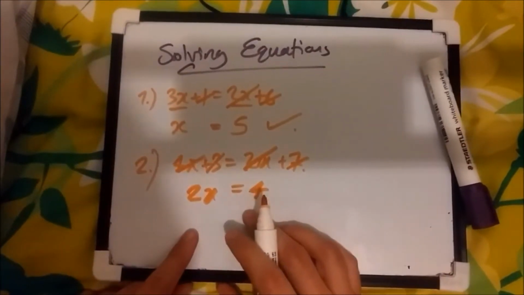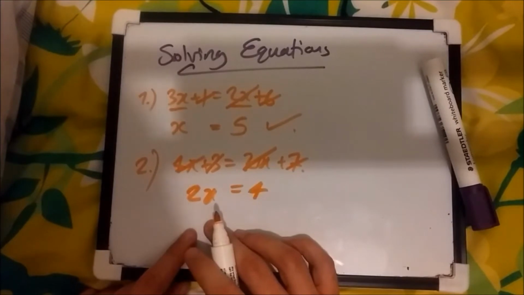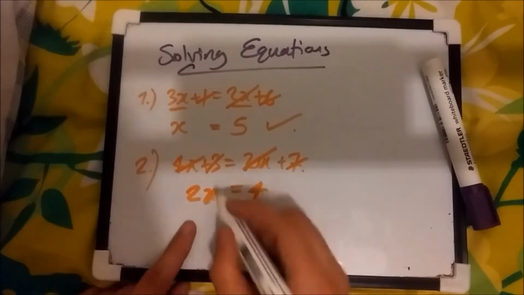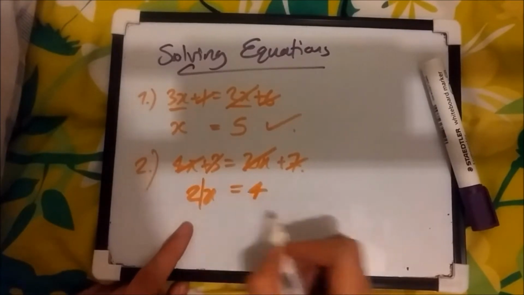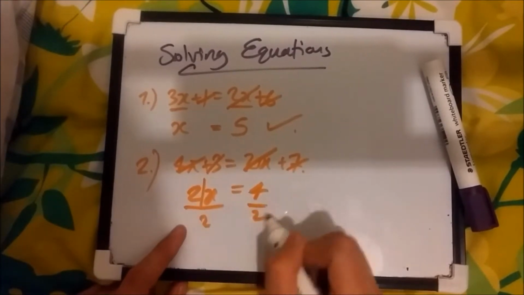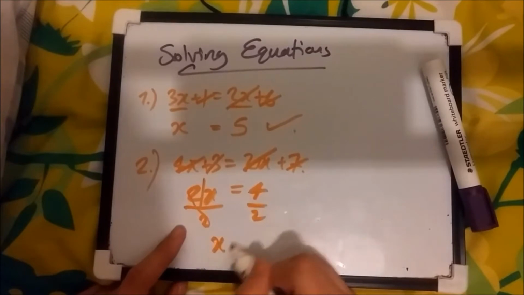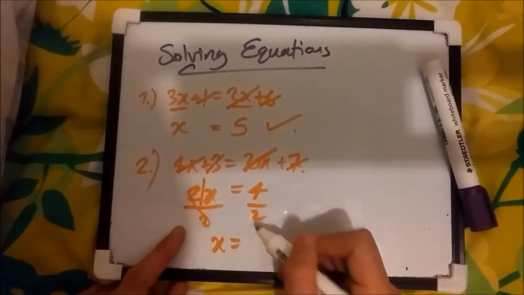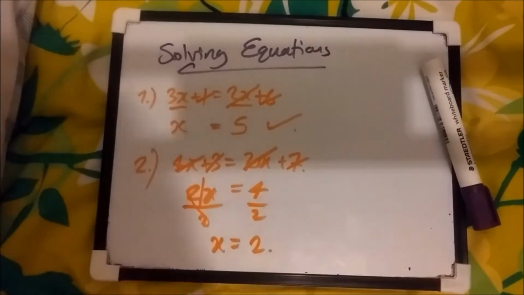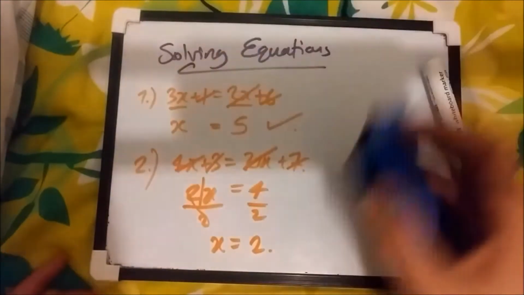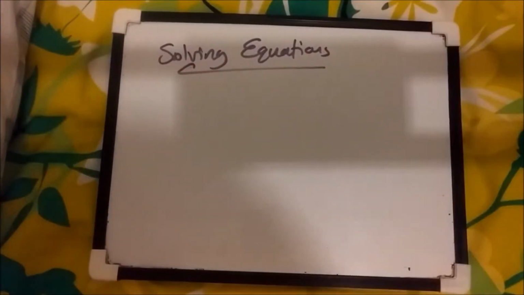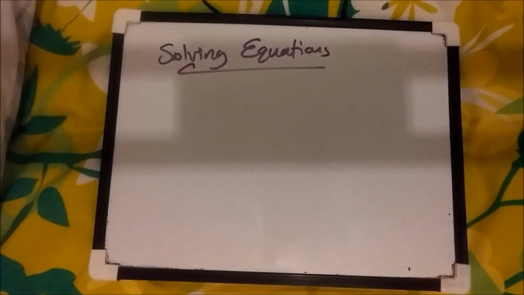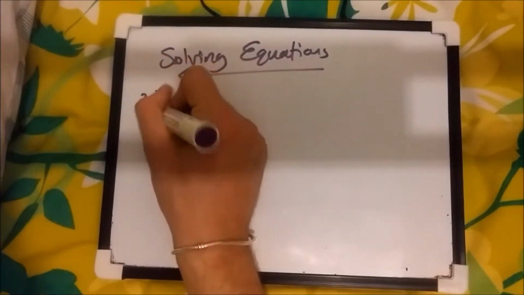Now when you have a number next to an x, the way I tell my pupils is to simply divorce the two. So break them up, and divorcing them is like saying divide. So dividing both sides by 2, these two cancel. We're left with x equals 4 over 2, and 4 over 2 is just 2. Dead easy. Alright, so that's 2 questions done. Let's move on to number 3.